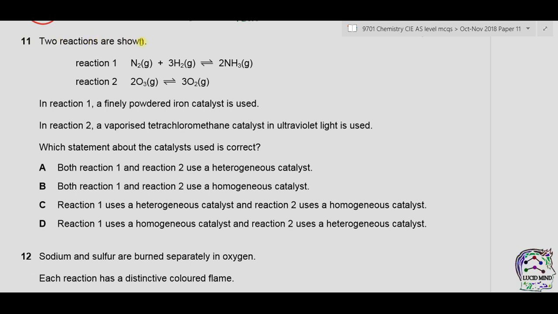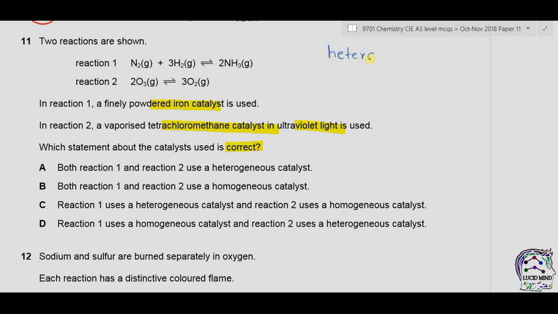Question 11, two reactions are shown. This is the first one, this is the second one. In reaction 1, a finely powdered iron catalyst is used. In reaction 2, a vaporized tetrachloromethane catalyst in UV light is used. Which statement about the catalyst use is correct? A. Both reaction 1 and reaction 2 use a heterogeneous catalyst. B. Both reaction 1 and 2 use a homogeneous catalyst. Now you should remember what is heterogeneous and what is homogeneous.